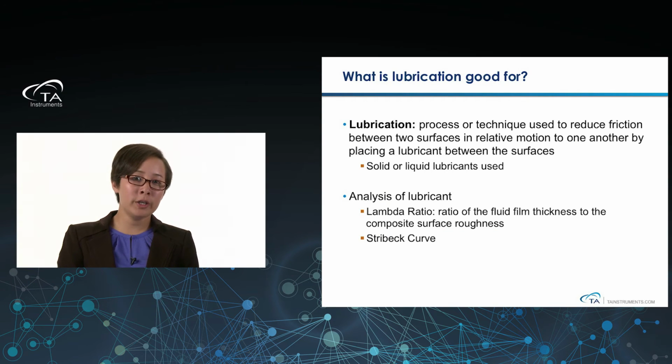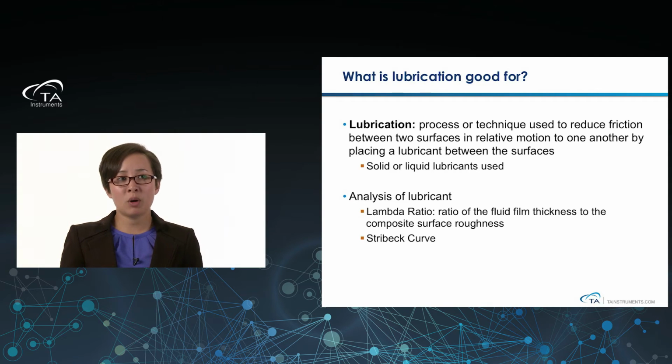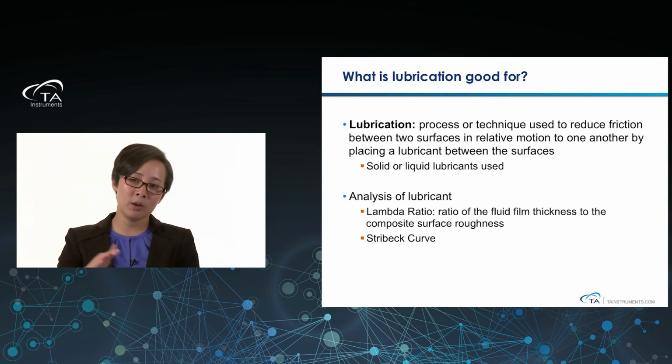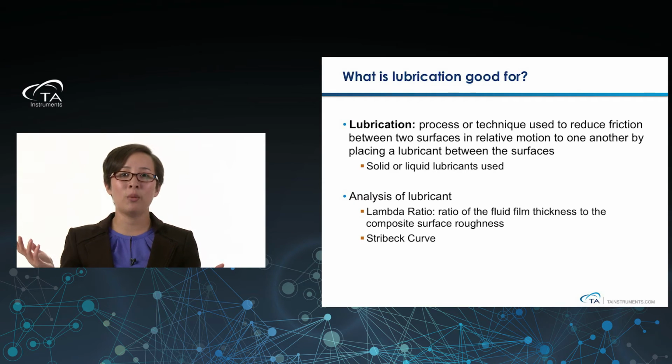Okay, so why do we want to know about lubrication? What do we use lubrication for? Lubrication is the process or technique that you can use to reduce friction between two surfaces when they're in relative motion to one another. So what you'd want to do is place a lubricant between those surfaces, or some type of material. This could be either a solid or liquid lubricant, and it really is to reduce the friction between these two surfaces. You can imagine how a car would operate if you didn't have any type of oil or lubricant in there. It wouldn't run very smoothly at all. So we're really happy about the study of lubrication.